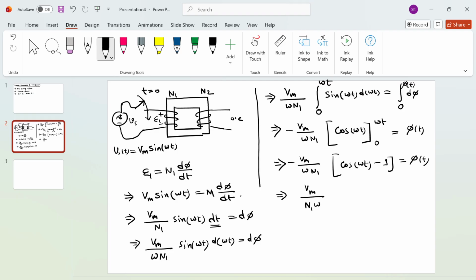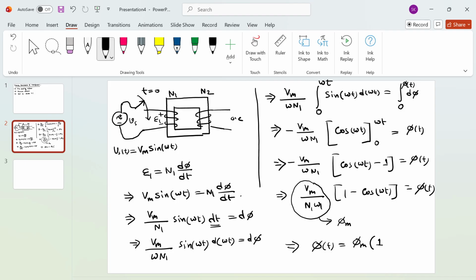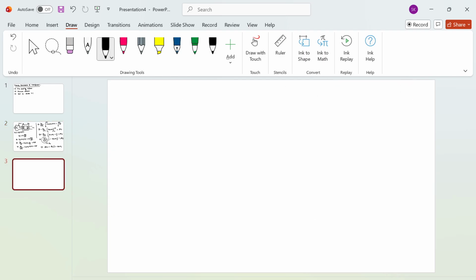So Vm by N1 omega times (1 minus cos omega t) equals phi of t. I am calling the term Vm by N1 omega as phi m. So I can write phi of t equals phi m (1 minus cos omega t). Now try to draw this flux waveform. I got the flux equation phi t equals phi m (1 minus cos omega t).